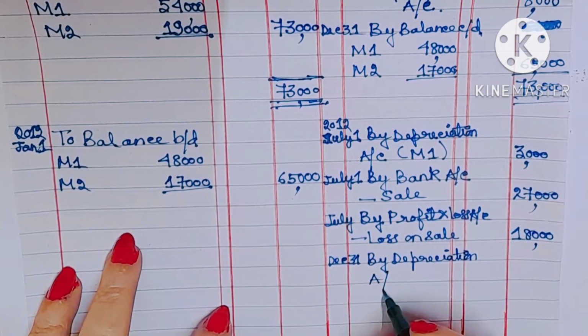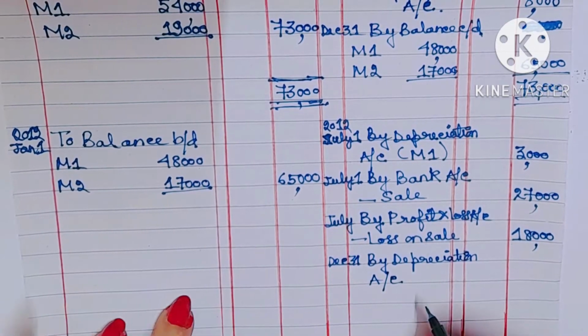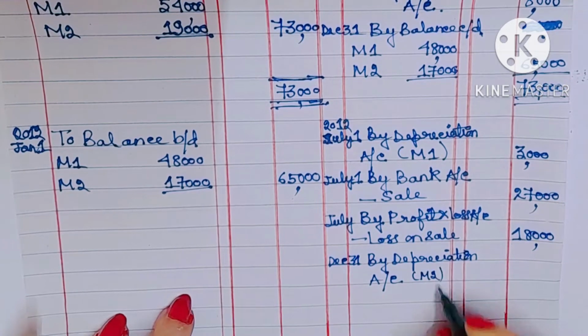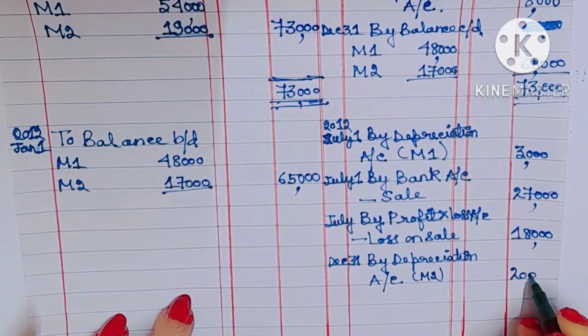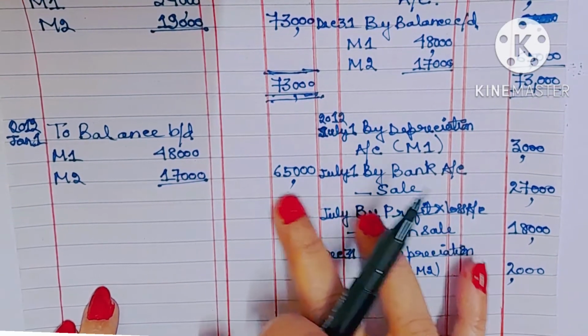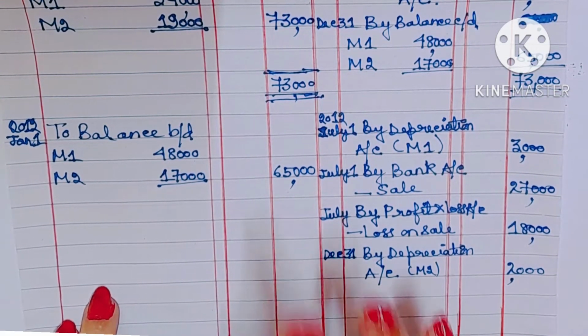By depreciation account. This is for the second machinery. How much? 2,000. Understood? So we have to close the accounts. Now which side is greater? Obviously debit side.